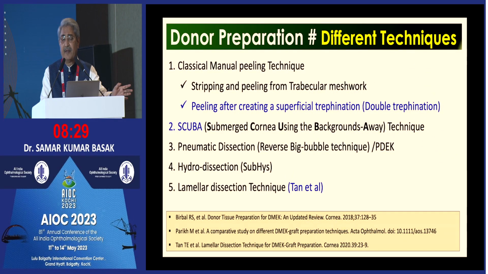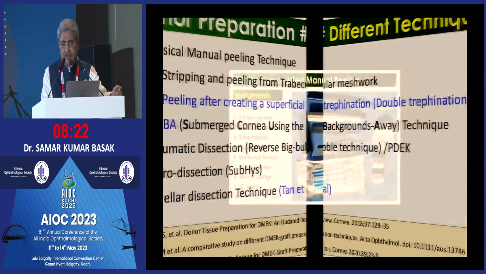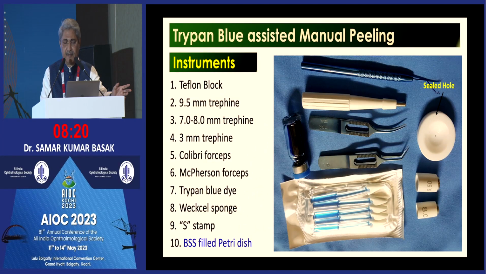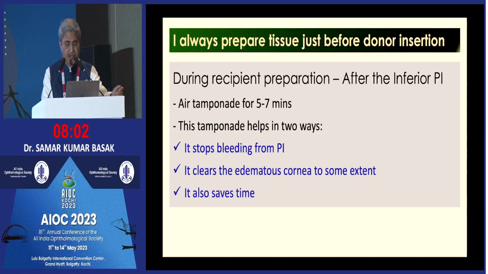There are many methods of peeling and separation technique. I prefer this double technique, and these are my simple instruments. I use only this normal Teflon block, not expensive tools. And you need an S or F mark. You can do it with ink and a Sinskey hook, but if you have a regular marker, you get a very clear S mark. So I always prepare my donor tissue.